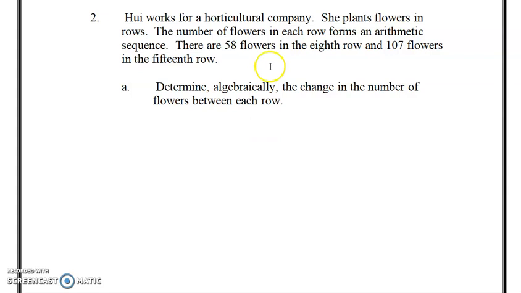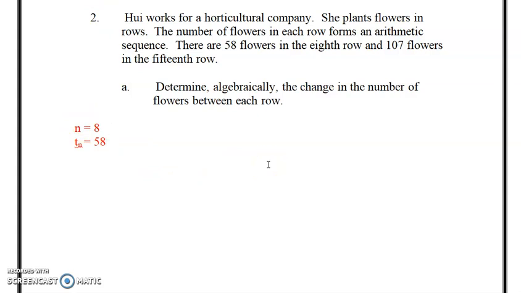So the first thing we have is n is equal to 8. That tells us that it's the 8th row, and in there we have 58 flowers. So that's the last number. We're going to call that the nth term, essentially the 8th term, and that's going to give us t n equals 58. All right, that's all we have.